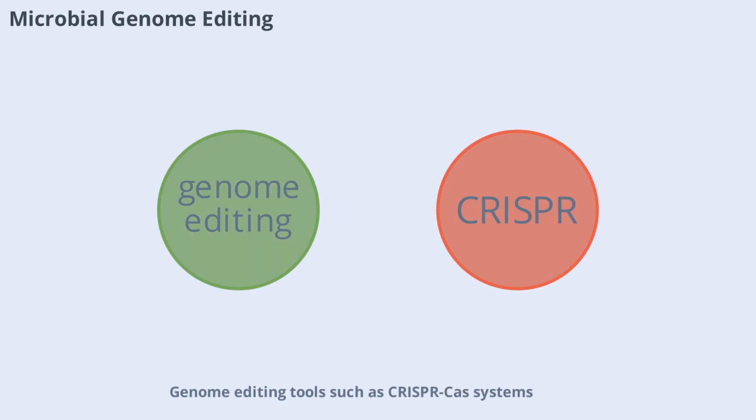Genome editing tools such as CRISPR-Cas systems allow scientists to precisely modify microbial DNA. These technologies are used to study gene function, create new traits, and develop microbes for industrial and medical applications. Genome editing is revolutionizing our ability to harness microbial potential.